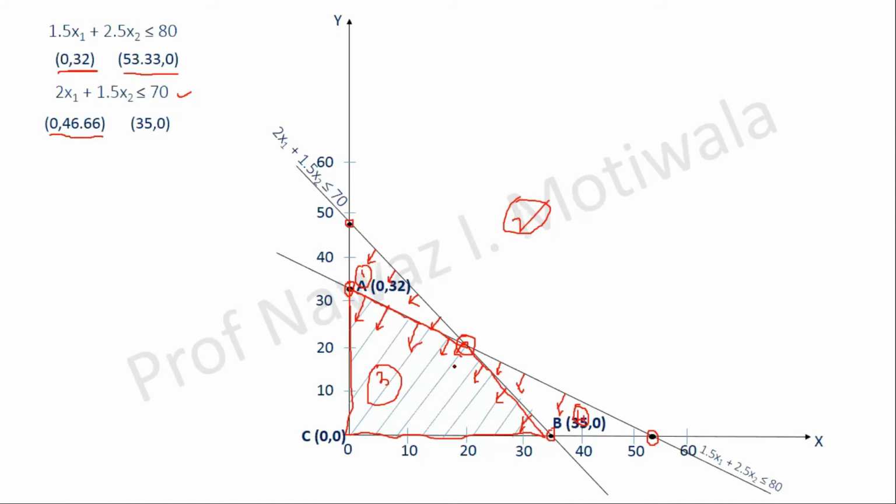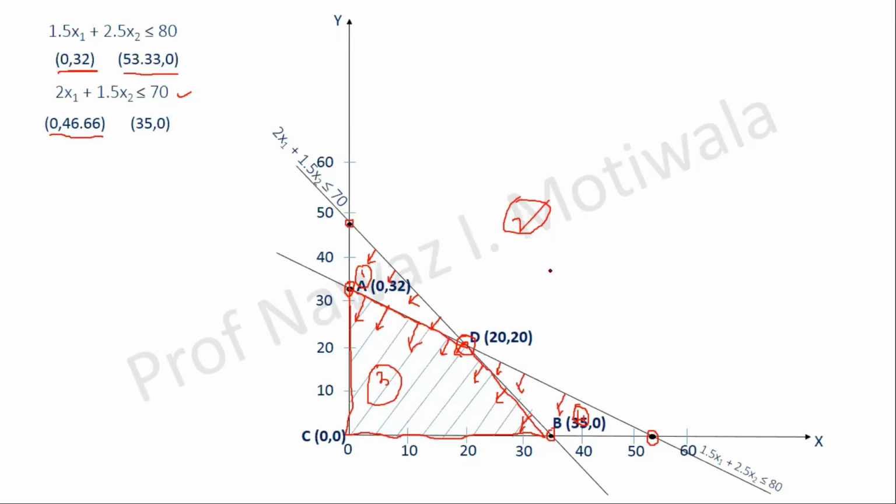So what you need to do, you have your calculators with you. Just solve these two equations as simultaneous equations and get the answers for x1 and x2. When you solve it, you will get the answer for D as 20, 20. You will get x1 and x2 as 20, 20 when you solve both these equations simultaneously on your calculators. Now what is the next step?